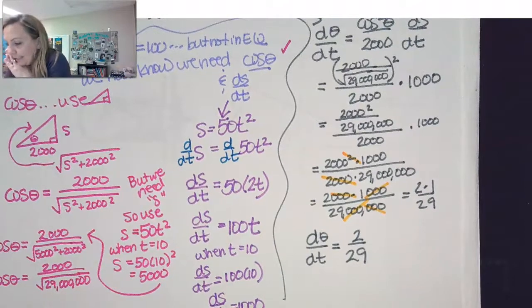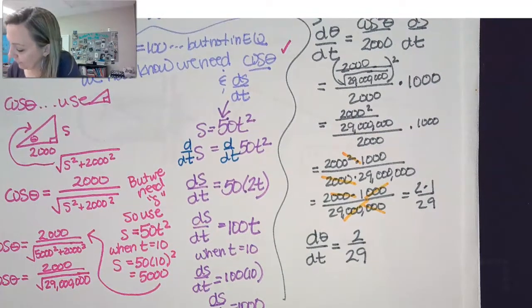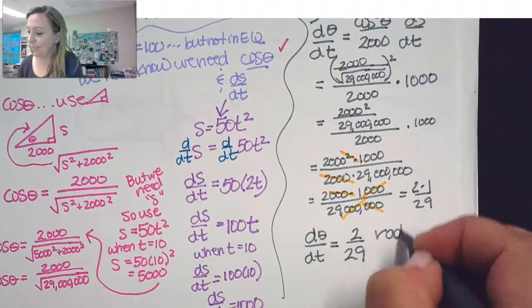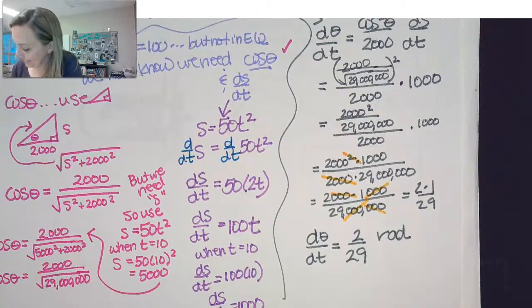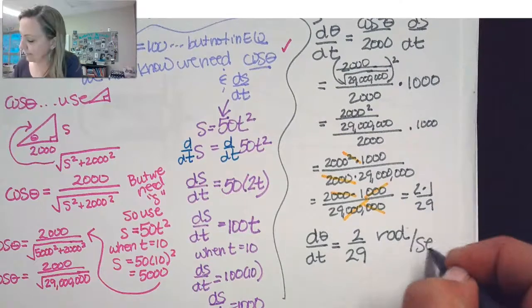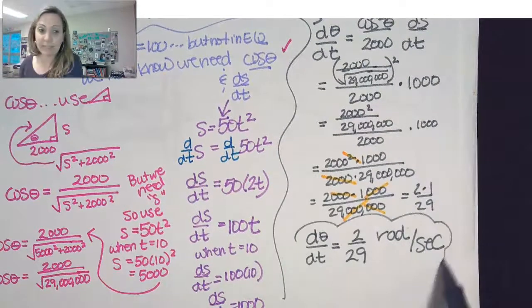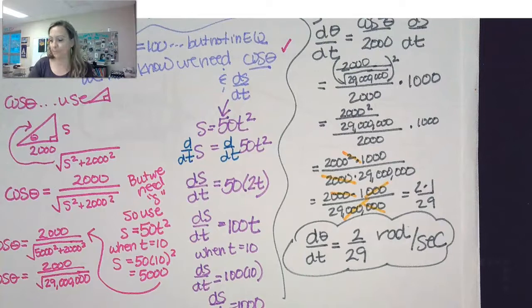And this was dealing in, remember, if we don't know the unit of an angle, we assume that it is radians. And again, t was measured in seconds. So my d theta dt is going to be 2 over 29 radians per second.